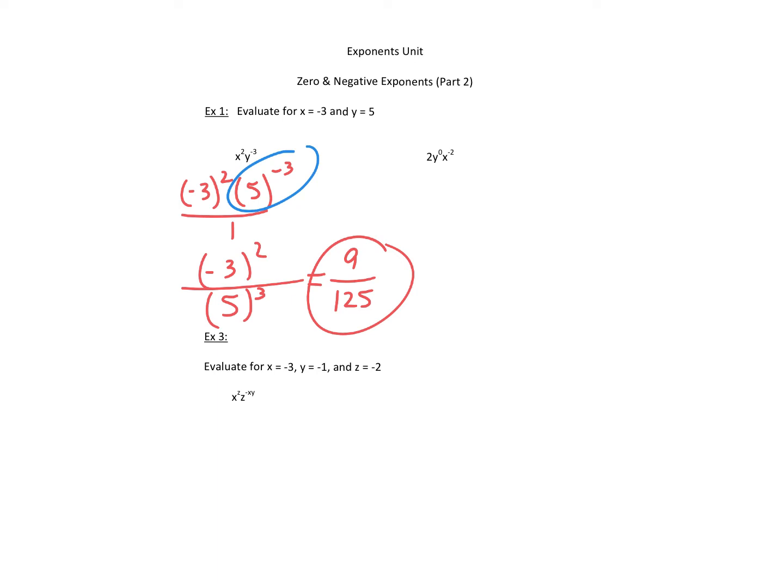You can do the same problem, if you choose, by simplifying the variables first and then plugging in the numbers for those variables. So if I wanted to, I could have started by taking this expression and starting with just x squared over y cubed, right? Because y to the 3rd, I'm taking its reciprocal and moving it down, and then subbing in x = -3, so -3 squared over 5 cubed. Same final result. Okay, totally up to you.